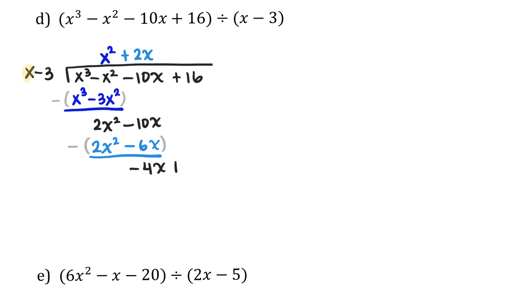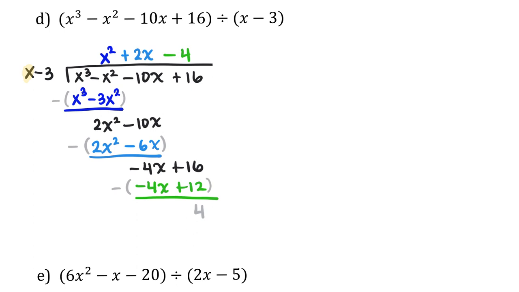Bring down the plus 16. X times something to give me negative 4x. I need a negative 4. Negative 4 times x, negative 4x. Negative 4 times negative 3, positive 12. Subtract down. Negative 4x plus 4x cancels. 16 minus 12 is 4. So I have a remainder of 4.